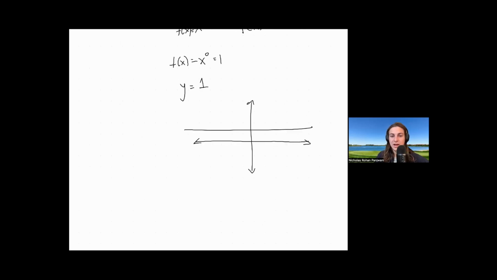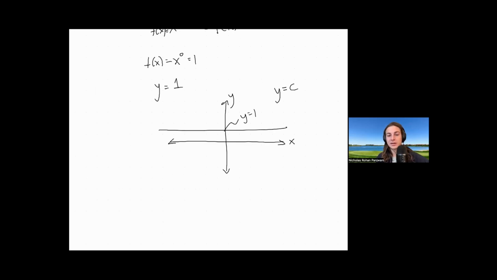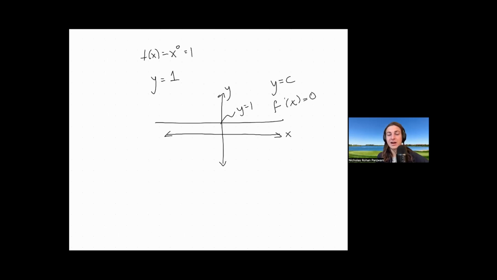So if y were equal to 1, for example, so let's say we have our axes here. This is the x-axis, the y-axis. This is the line y equals 1. And if you know what type of equation this is of the form y equals c, a constant. Well, what's the nature of a constant? A constant is something that is not changing. And the derivative, another way of phrasing the derivative, is the rate of change. So what is the rate of change of something that isn't changing? F prime of x is equal to 0, right? The derivative of any constant is equal to 0.